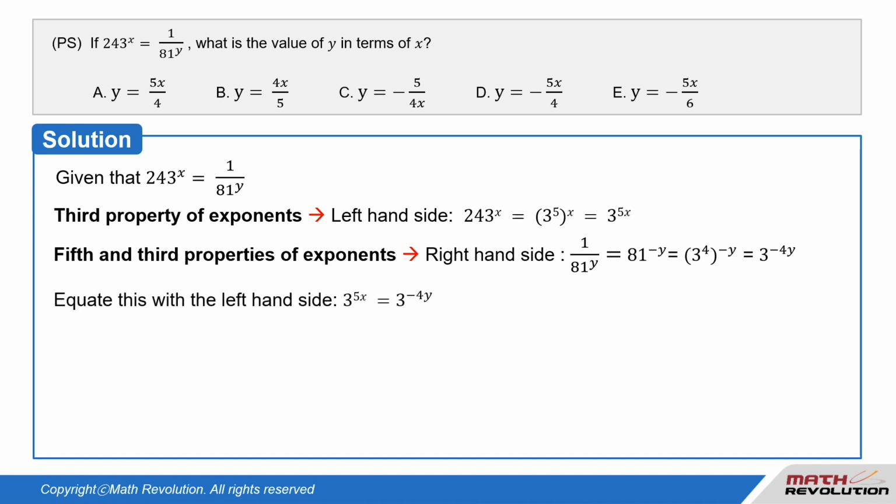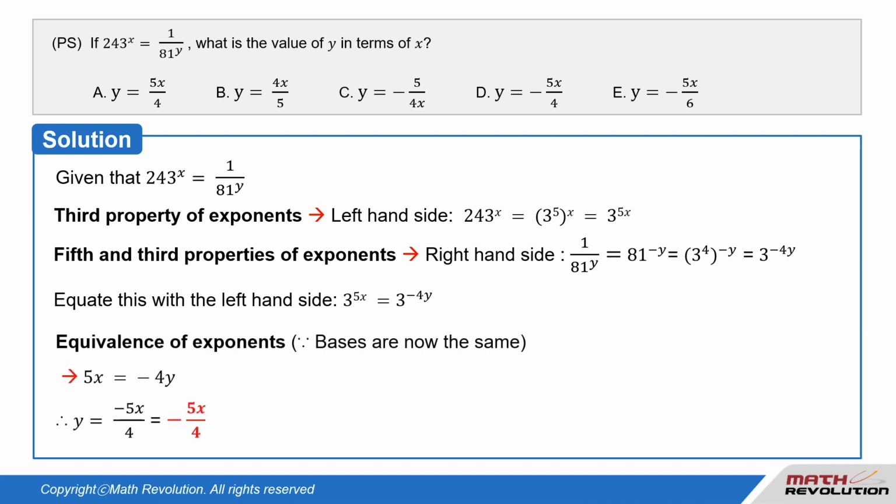Now equate this to the left-hand side. We get 3 to the whole power of 5 times x equals 3 to the whole power of negative 4 times y. Per the equivalence of exponents, since the bases are now the same, we can see 5 times x equals negative 4 times y. And we get y equals negative 5 times x whole over 4.